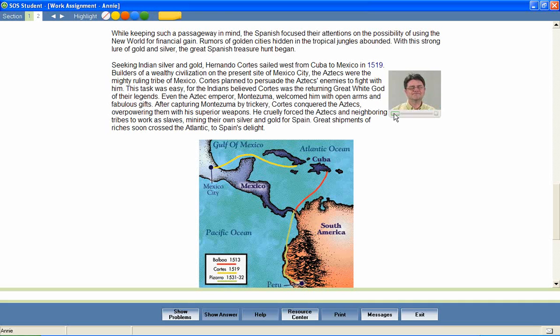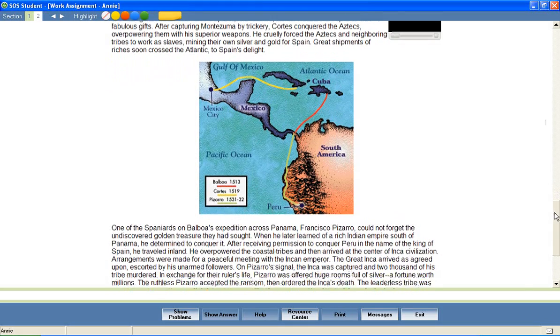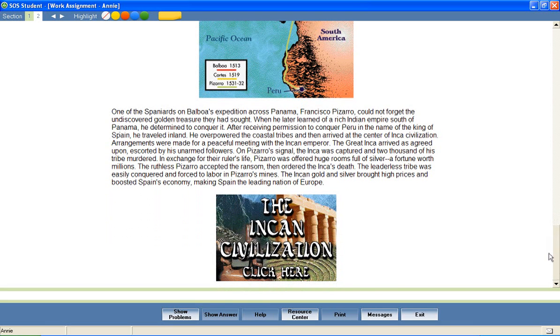A variety of audio-visual presentations, including videos, slideshows, and animations, provide reinforcement of lesson content.